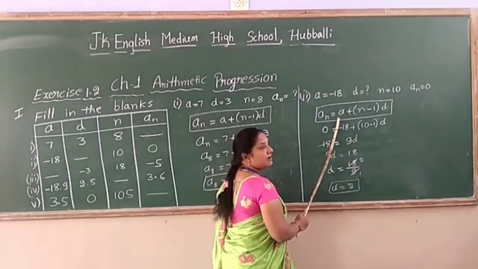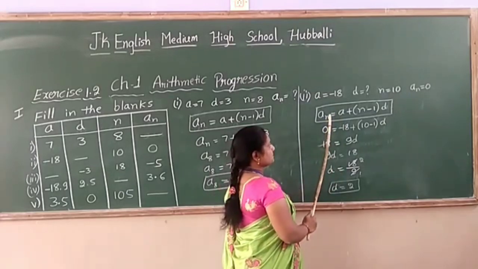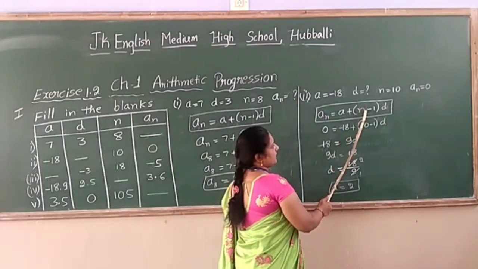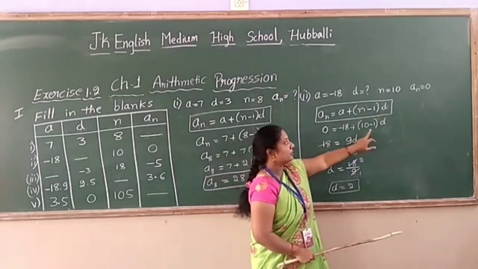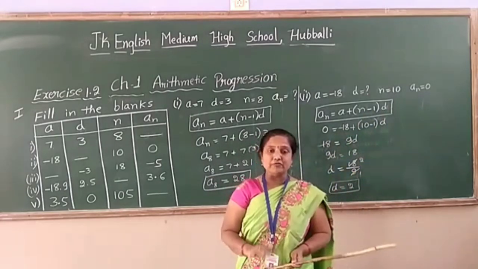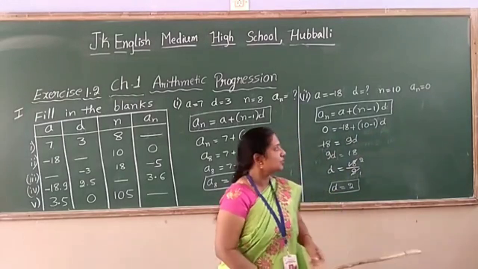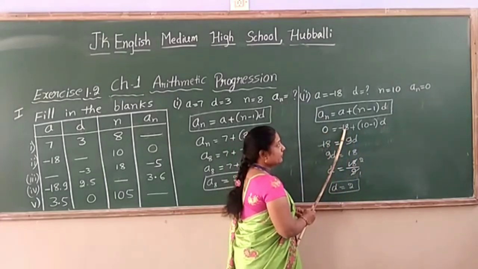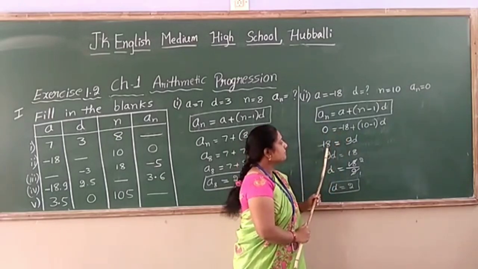So we have to use the formula an is equal to a plus n minus 1 into d. Substitute the values. An value is 0 and a value is minus 18 and n value 10, d value we have to find out. Be careful. What value we have to find out? D value we have to find out. Which variable value we have to find out, that we have to keep it one side and the remaining terms we have to take it one side. So I am taking minus 18 this side. When I take a minus sign number from one side to another side, then sign changes. So minus 18 becomes plus 18.